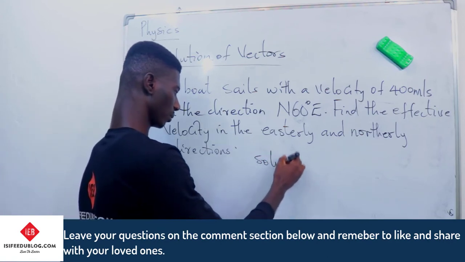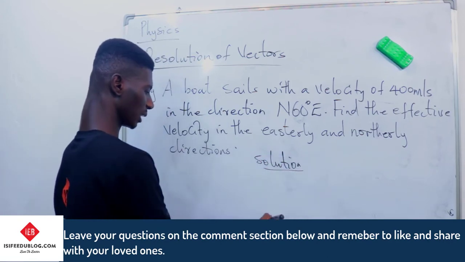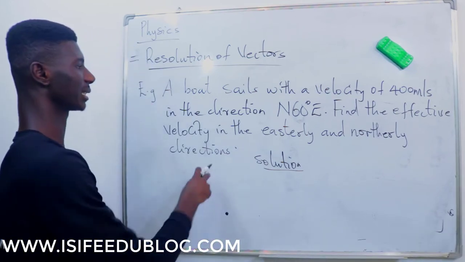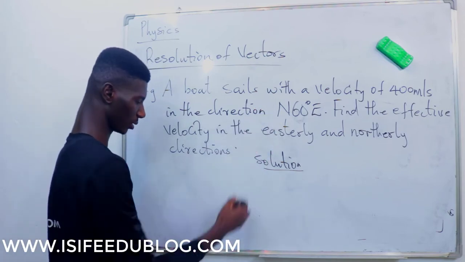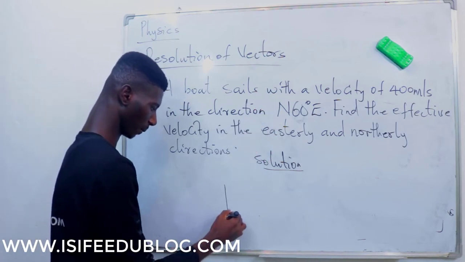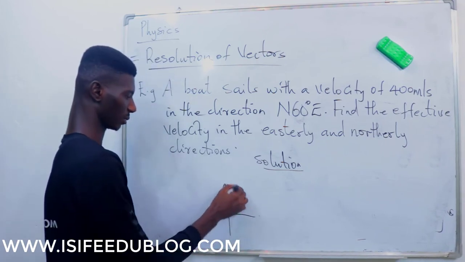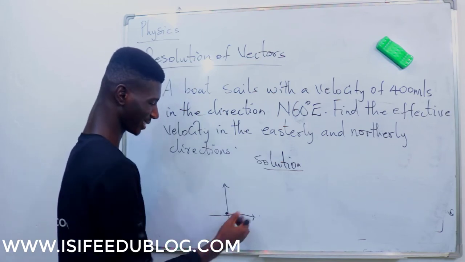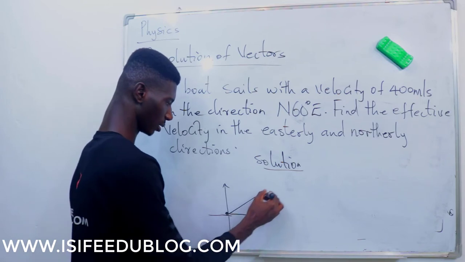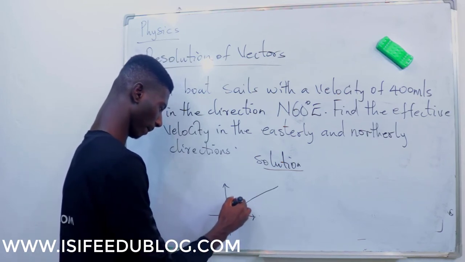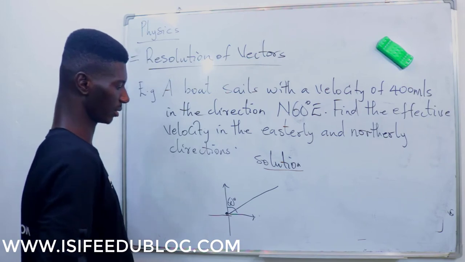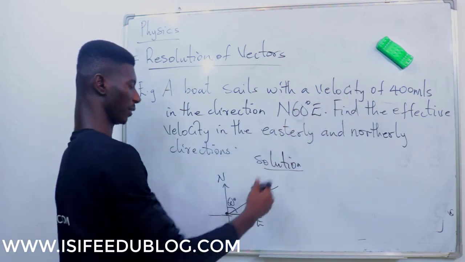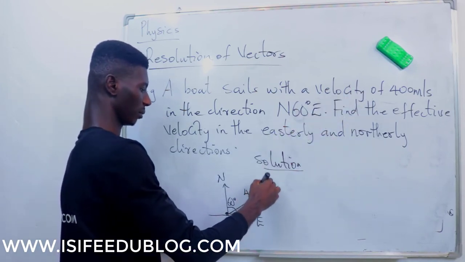If we put down our solution, let's say that this is where the boat starts to sail, and it is sailing in a direction north. If you draw your cardinal points, this is north, this is east. So it is sailing north 60 degrees east. This is our east, this is our north, on a velocity of 400 meters per second.